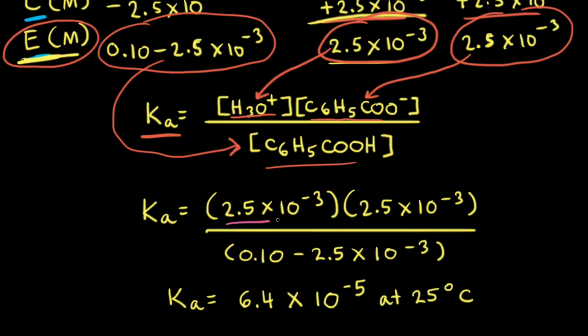Here we have the equilibrium concentrations plugged into the equilibrium constant expression, and when we solve for Ka, we find that Ka for benzoic acid at 25 degrees Celsius is equal to 6.4 times 10 to the negative fifth. Notice that Ka is less than 1 because benzoic acid is a weak acid.